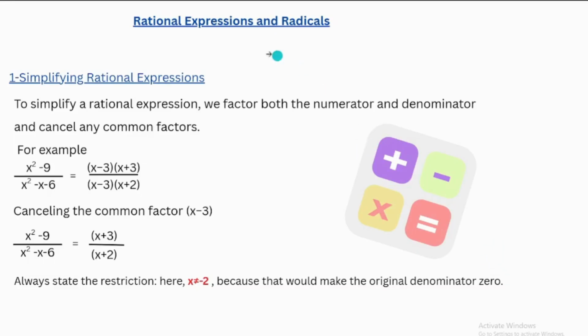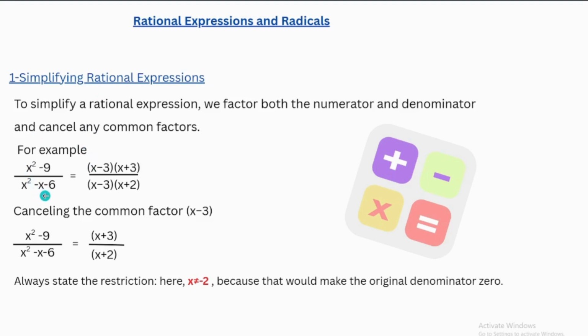Today's lesson is about rational expressions and radicals. We will start with simplifying rational expressions. What is a rational expression? It's about a binomial like this or a trinomial, and it's in the form numerator over denominator. So it is a rational expression.